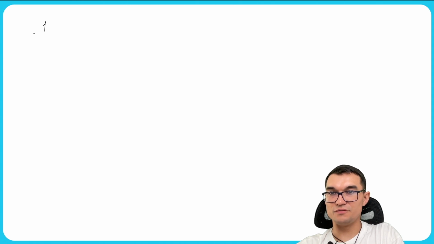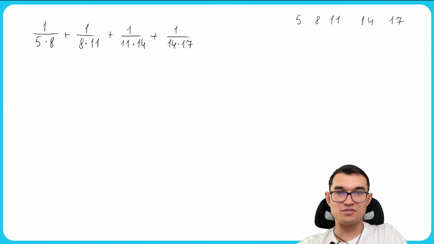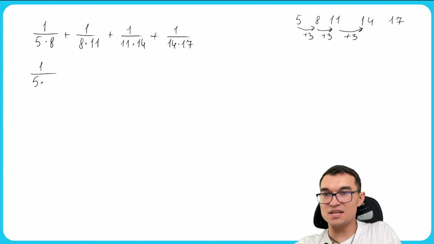Here's a similar task. If we have to evaluate 1 over 5 times 8 plus 1 over 8 times 11 plus 1 over 11 times 14 plus 1 over 14 times 17. So I've got these numbers from an arithmetic sequence: 5, 8, 11, 14, 17, which is just a sequence with a difference of 3. So 5 plus 3 is 8, plus 3, 11, plus 3, 14, and so on. Now, is 1 over 5 times 8 equal to 1/5 minus 1/8? So is this equality true?